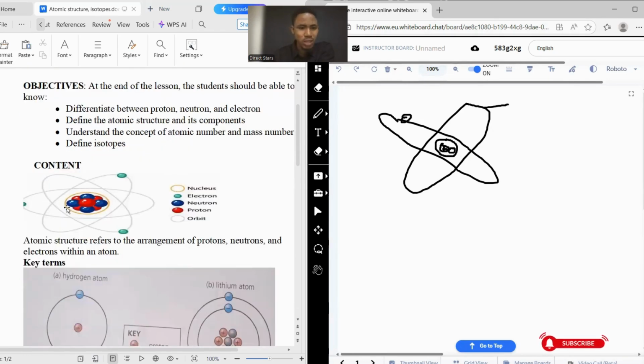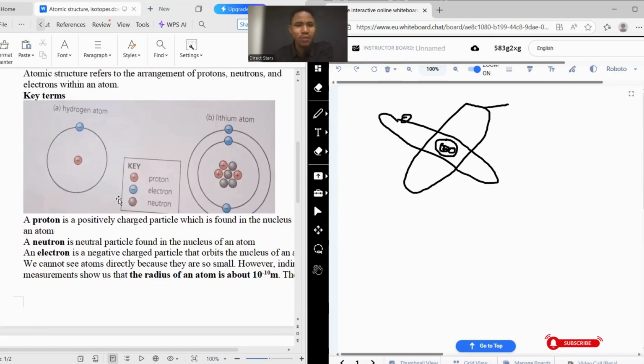Okay, so now let's check this. Here we have this electron. This is the nucleus. The nucleus consists of neutron, which is neutral, while we have proton, which is the positive charge. The nucleus is also known as what we call mass number, because the addition of neutron and proton gives mass number.